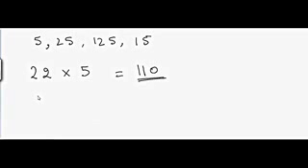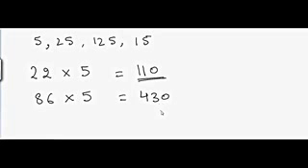Again, let's say I have 86 and I want to multiply it by 5. So all I will do is 86 divided by 2, so that is equal to 43, and then put 0 in the end, so that will be 430. So this is the concept. The concept is very easy.